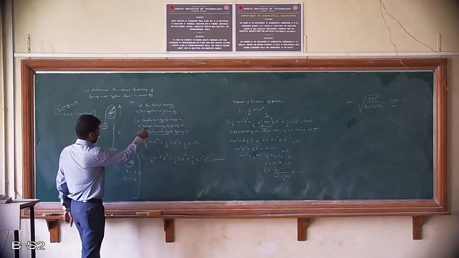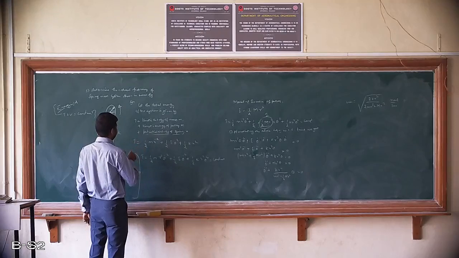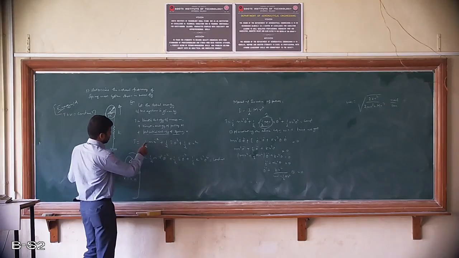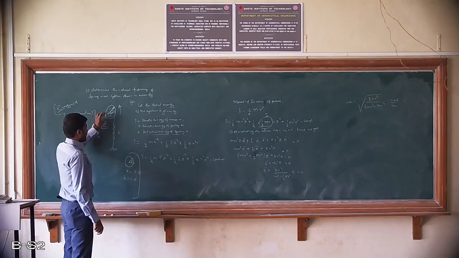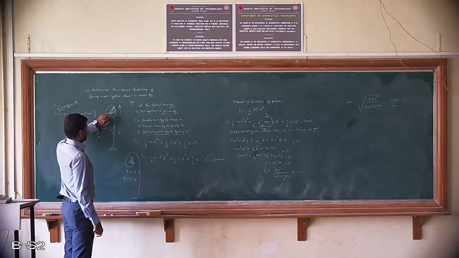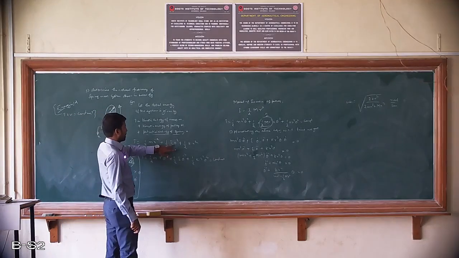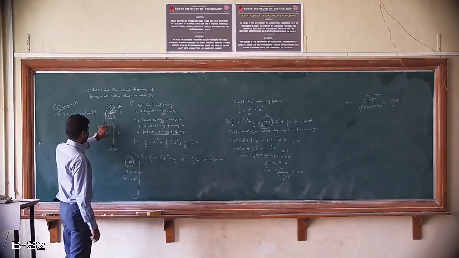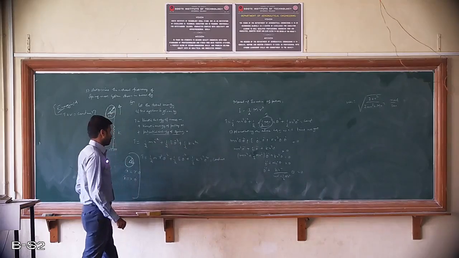We know the kinetic energy equation is half into m into v square. V means velocity, and velocity is represented by x dot. So I have written it as half into m into x dot square. Then the kinetic energy of the pulley: it is a circular element, so it becomes half into I into theta dot square. Then the potential energy of the spring is given by half into k into x square.